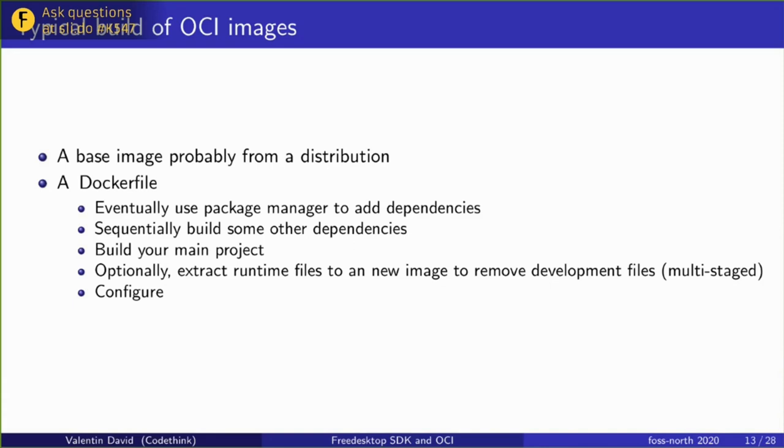And then you will write a Dockerfile. The way you build your image would be: first, you probably use the package manager to add the dependencies that you need. Then you will sequentially build other dependencies if you don't have things as packaged, or you need different versions than what is packaged. And then you build your main project. And then optionally, you have some tricks to reduce the size of the image by doing a multi-stage image.